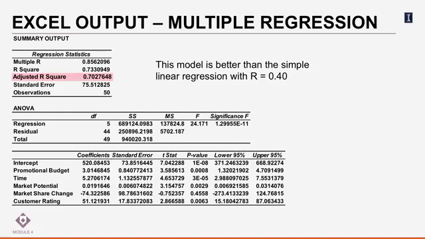Note that I'm using the adjusted R-square. As I explained earlier, R-square will increase even if the new variables being added to the model have no relationship to Y. Adjusted R-square corrects this tendency in R-square.